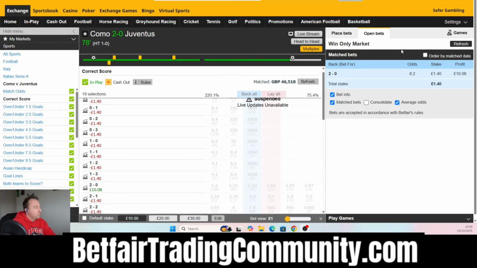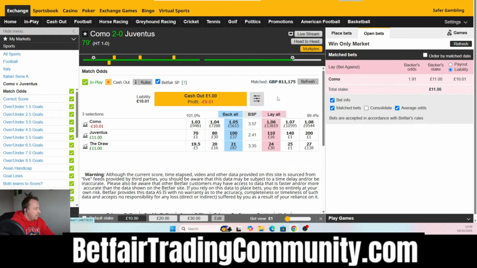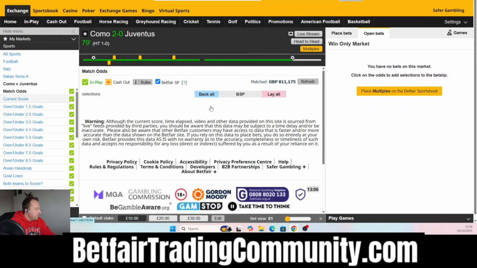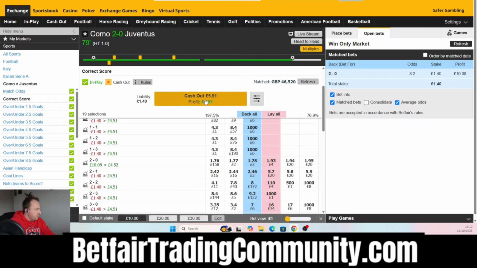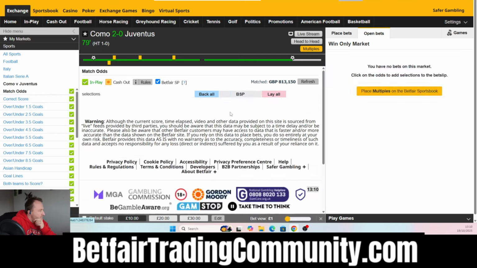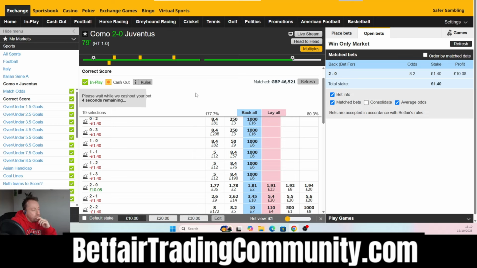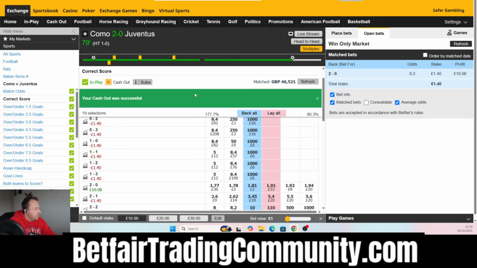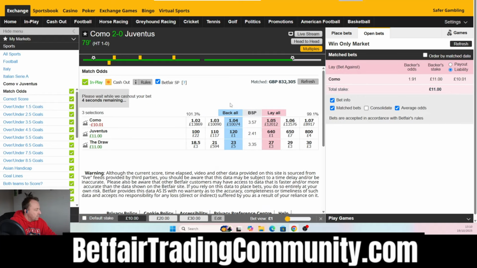Okay, Como just scored. So this is why the insurance is a good play here. What we're going to do is take the profit and then the loss on here. It didn't go the way we wanted it to, unfortunately, but that happens sometimes in trading. What we have done here is we basically managed to claw back around half our stake. So I'm going to cash out of this as well.